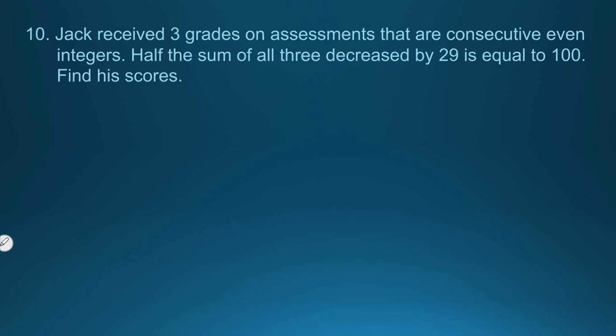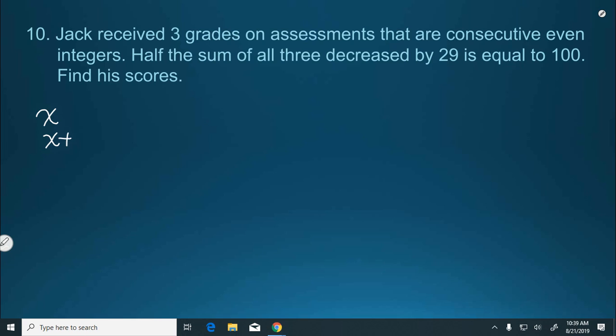Jack received 3 grades that are consecutive even integers. So again, we have x, and x plus 2, and x plus 4, not 1, 2 because they're even. So in a lot of the problems we're seeing 3 integers. It's not always 3 integers. If it was 4, I would just do one more here as x plus 6. If it was 5, I would add one more here as x plus 8, and so on, depending on how many integers they're asking for. The first is always just x.